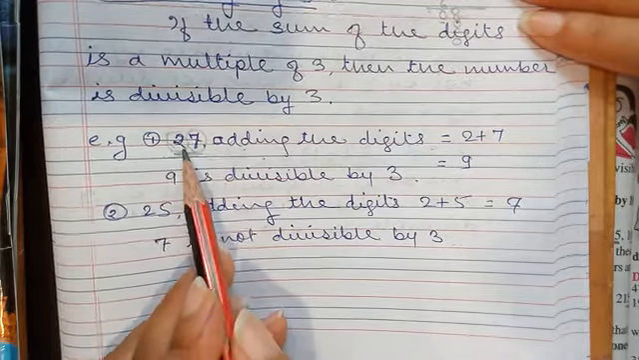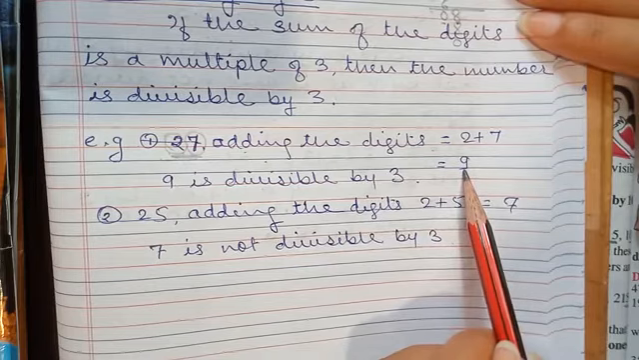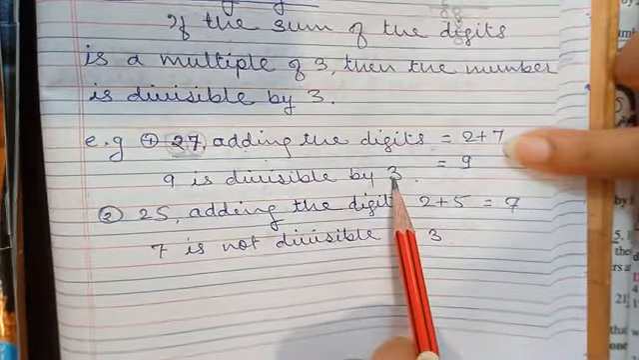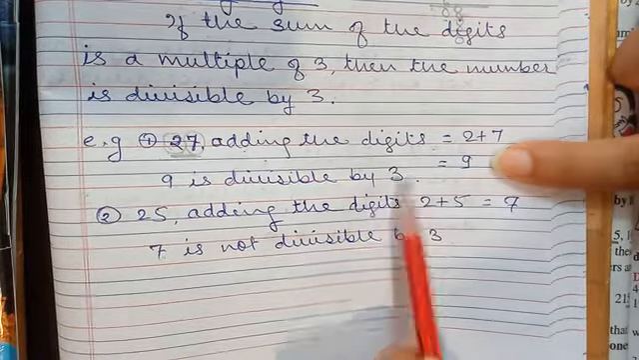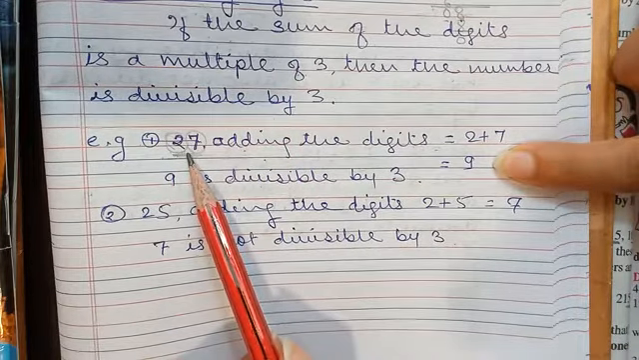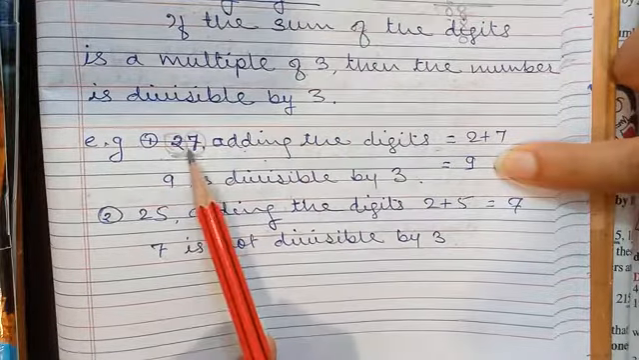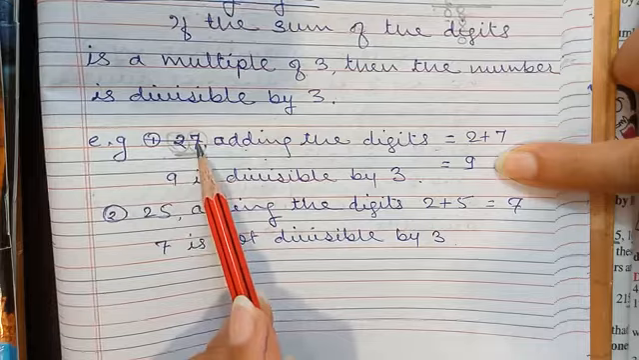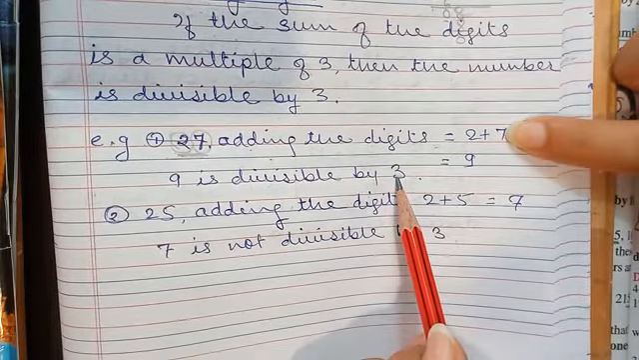When we add them, we get 2 plus 7 is equal to 9. So 9 is divisible by 3. Yes, 9 is divisible by 3. So we can say that the number 27 is divisible by 3 because when we add the digits 2 plus 7, we get 9, and 9 is divisible by 3.